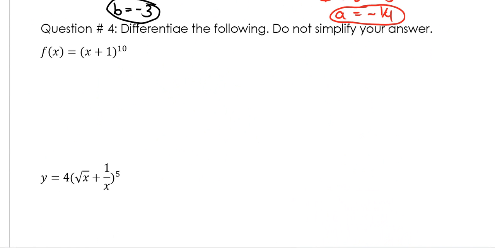All right, question number 4 here. Now we have some easy questions. Differentiate the following. Do not simplify your answer. So that's key. Do not simplify your answer. So let's go right ahead and approach these problems here.